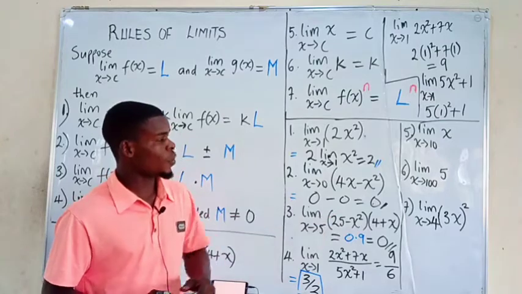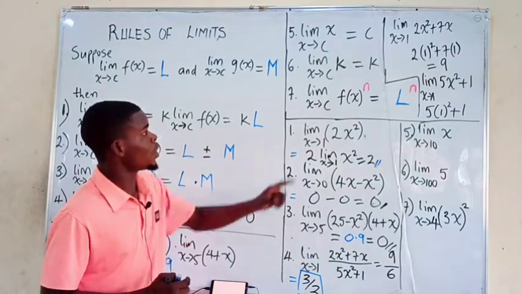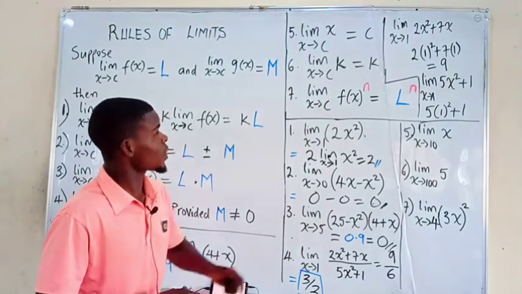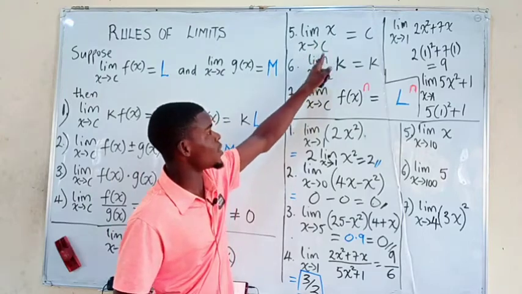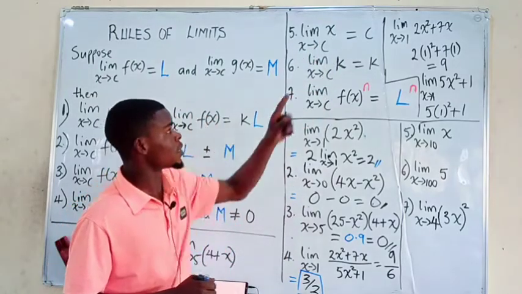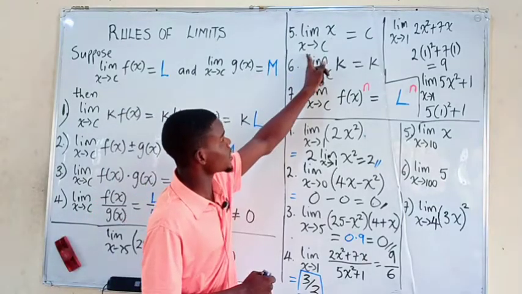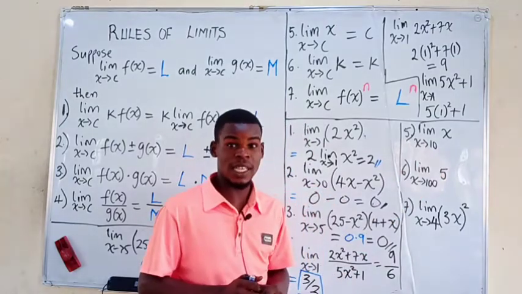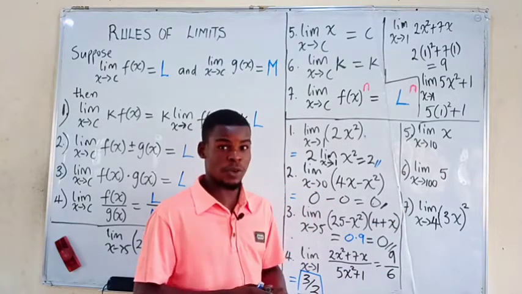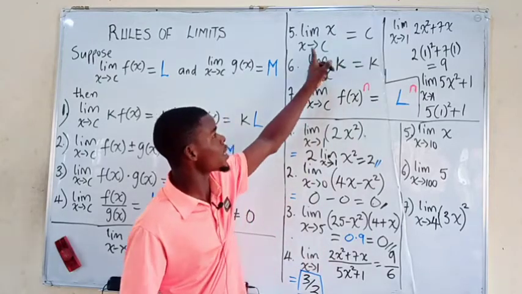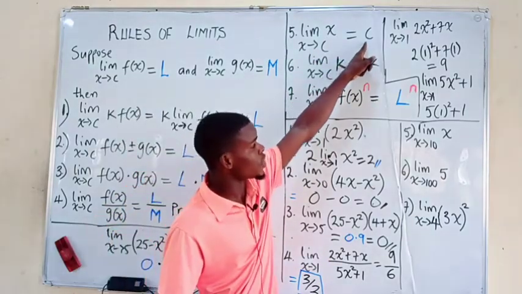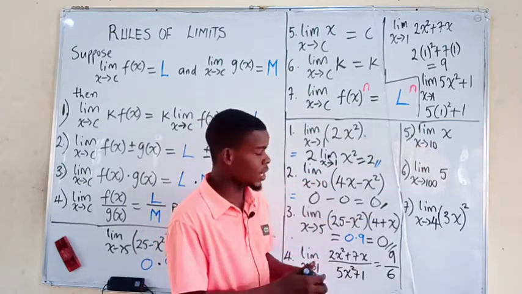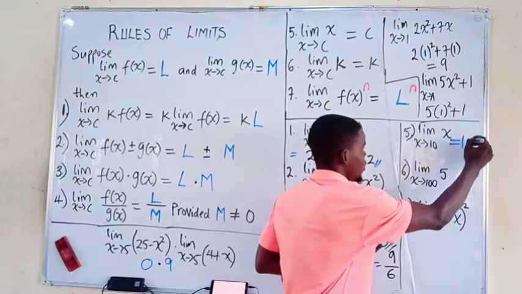Good. And then we have to consider rules 5, 6, and 7. The 5th rule tells us that the limit of something, as that thing tends to a certain value, is that value. So the limit of x as x tends to c is just c. Now you look at this, the limit of x as x tends to 10. Using that rule, we can simply know that the answer is going to be 10, right? In this case, c is equal to 10, so the result here will just be 10.